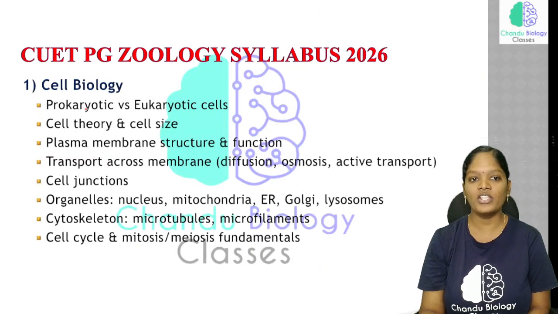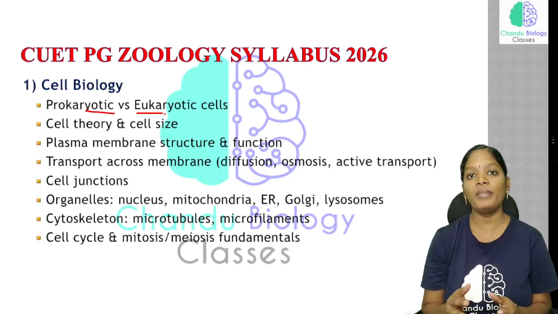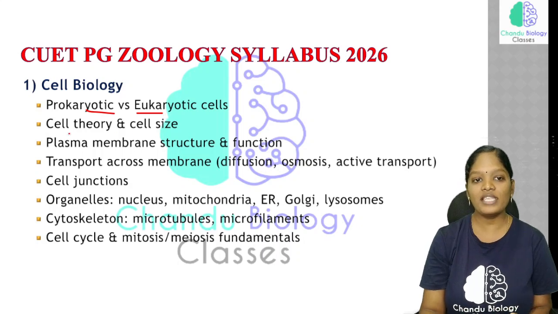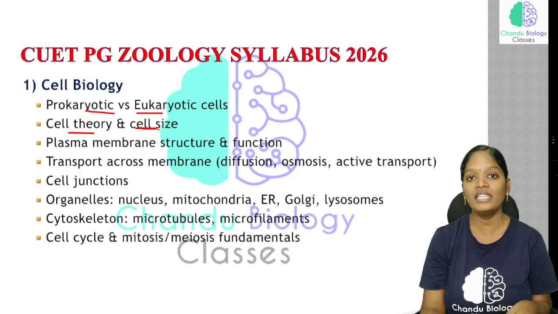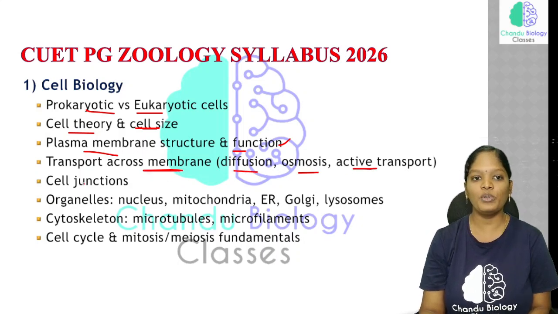The first unit is cell biology. In cell biology, very important subtopics are prokaryotic and eukaryotic cells. You should know the basic difference between them. Then the cell theory and cell size: who proposed the cell theory and what the cell theory explains. Then the plasma membrane structure and function, which is very important. Transport across the membrane, that is diffusion, osmosis and active transport, all comes under the plasma membrane.